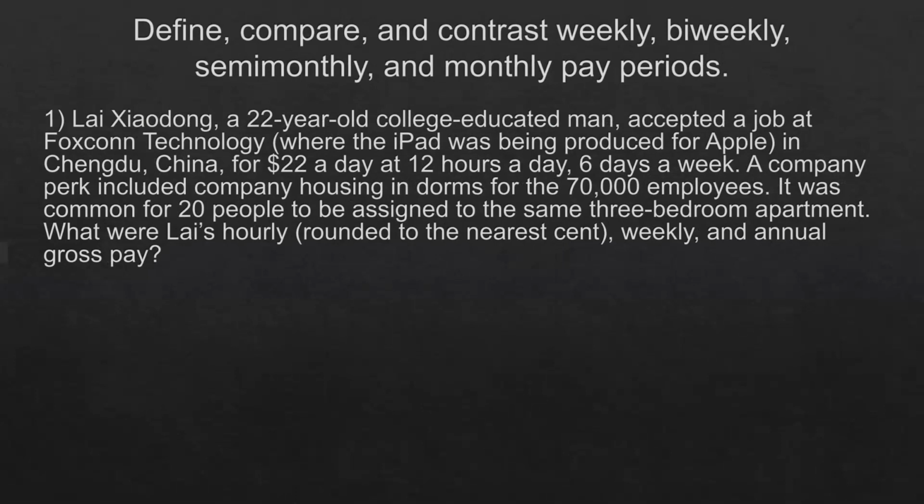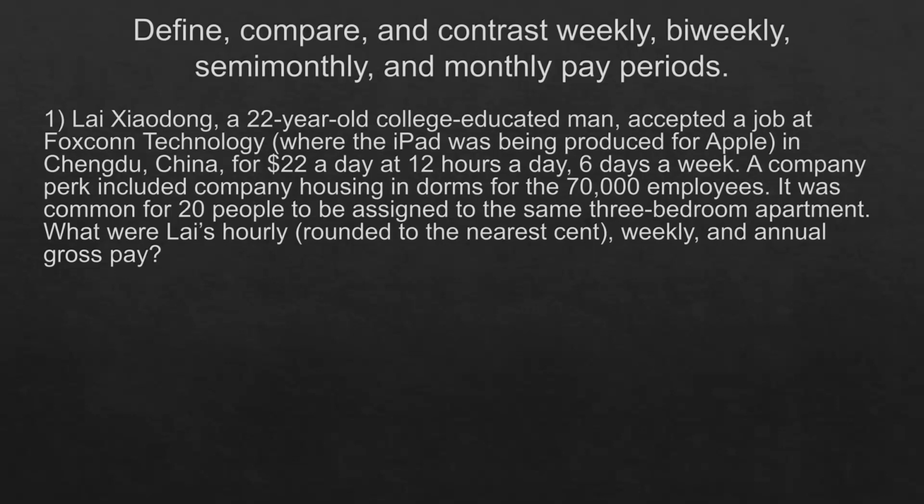All right, so here's our first example. I'm not sure how to say it, I'm going to say it's Lay. A 22-year-old college-educated man accepted a job at Foxconn Technology, where the iPad was being produced for Apple in Chengdu, China. Chengdu, not sure how to say that either. He makes $22 a day, 12 hours a day, 6 days a week. Now, as you can see, that's certainly not comparable to what we would make here in our country. A company perk included company housing and dorms for the 70,000 employees. It was common for 20 people to be assigned to the same 3-bedroom apartment. So you can see that that is going to be very crowded, right?